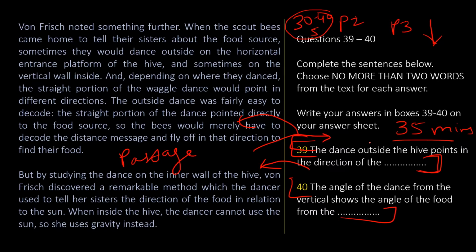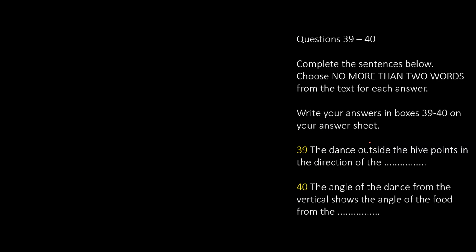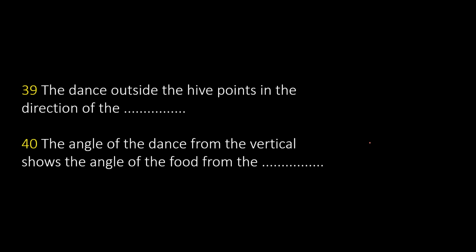Okay, so let's see what this method does and how we solve it. Eliminating the things which are not required here, and even the instructions, let's zoom in here. The dance outside the hive points in the direction of the blank. The verb method says that you have to figure out in the sentence what the verb is. For our sentence, that is, in question 39, points is the verb. True? You have to create a sentence by yourself.